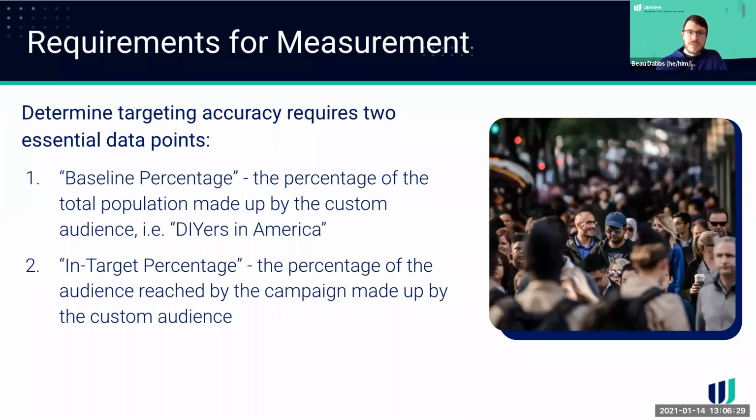So determining the accuracy of targeting requires two key data points. First, the baseline percentage, which is the percentage of the total population made up of the custom audience. For example, the percentage of DIYers in America. And the second data point is what we call the in-target percentage, which is the percentage of a specific audience that is in the target population. So here, this might be the percentage of DIYers among consumers reached by your advertising campaign or reached on a specific platform in that campaign.